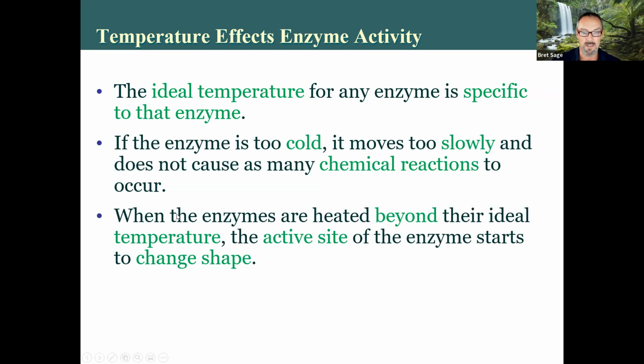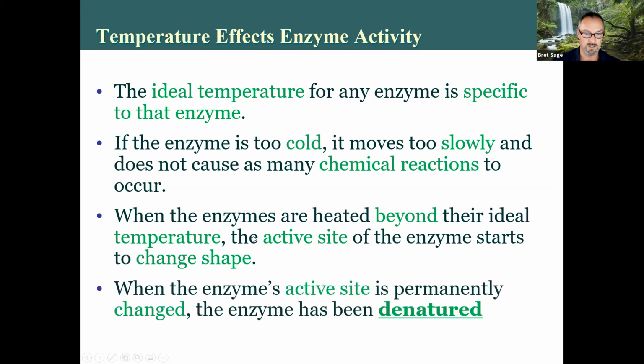When the enzymes are heated beyond their ideal temperature, the active site starts to change shape. If the active site is no longer the proper shape, it can't interact with the substrates, can't produce energy, and this is what happens with fever or heat stroke. The enzymes start to change shape, and they can no longer function.